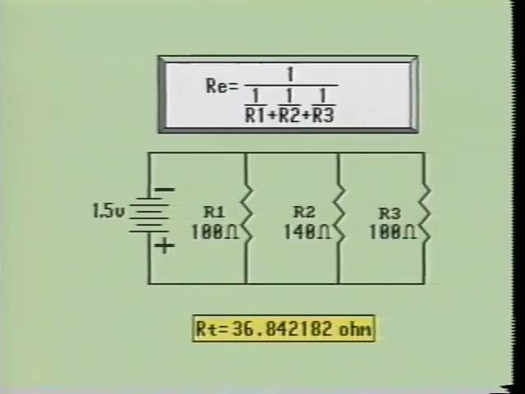But we could have also used the formula the reciprocal of R1 plus the reciprocal of R2 plus the reciprocal of R3 divided into 1. Using this formula, our numbers become 1 over 100 plus 1 over 140 plus 1 over 100 divided into 1. This then converts into 1 over 0.02714. When calculated out, it also gives us a value of 36.842182 ohms.